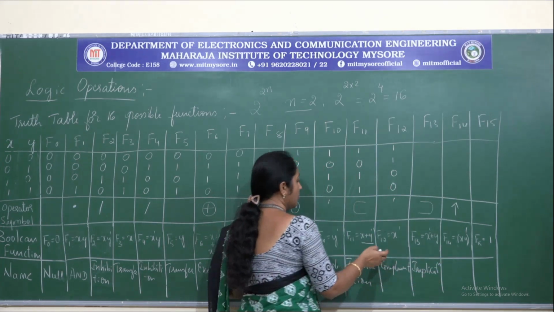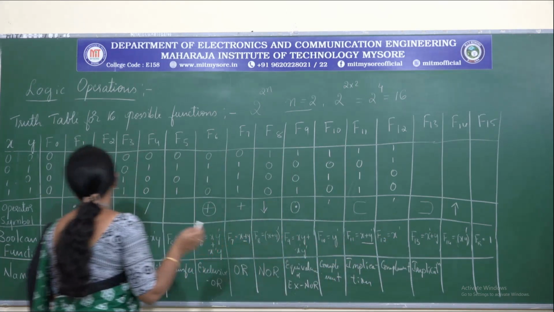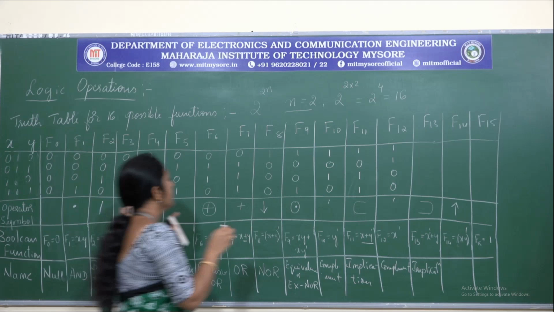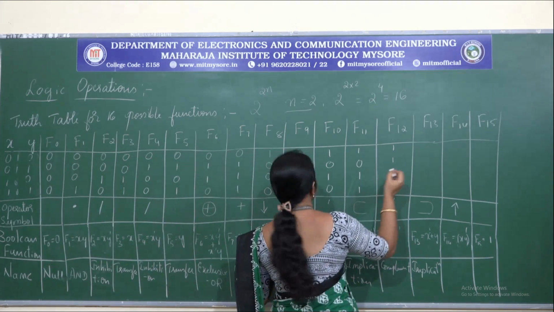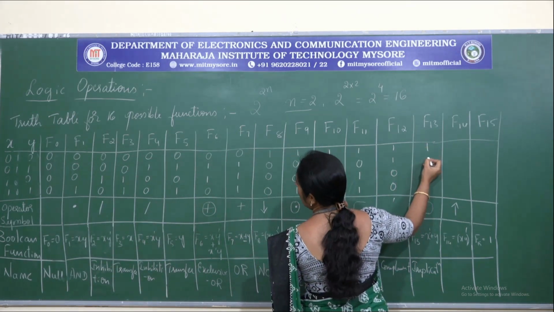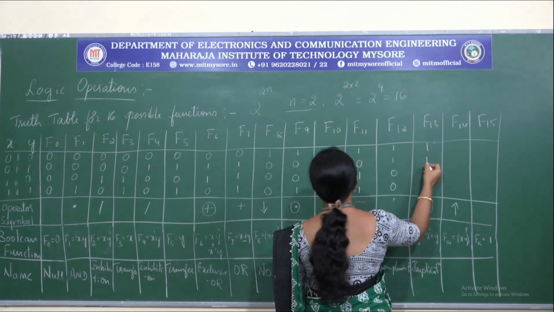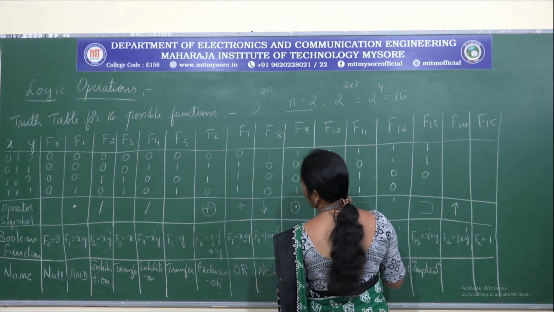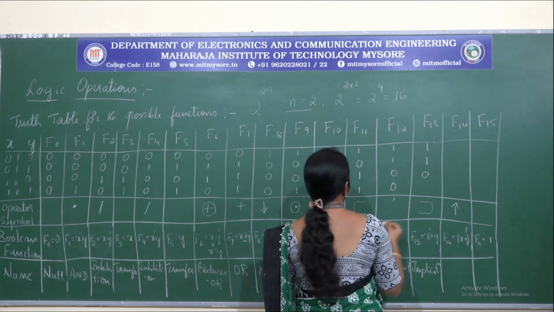Okay. Now let us consider x dash. So all of you see, we have 1 or 0. 1 or 0 is 1. 1 or 1 is 1. Next we have 0 or 0. Okay. Next we have 0 or 1.